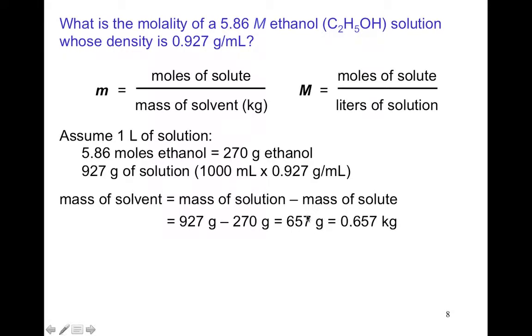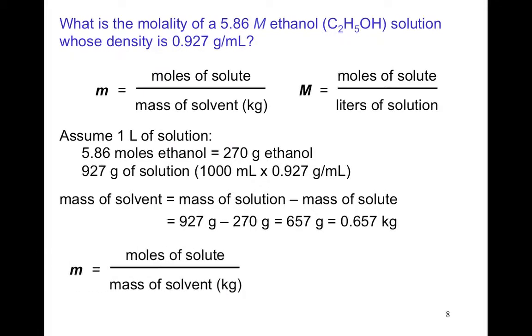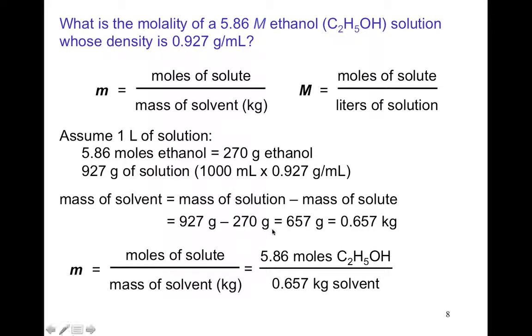657 grams. Now, this asks for kilograms for molality, so we just say there's 1,000 grams in a kilogram, divide by 1,000, move that decimal place over, 0.657 kilograms is our denominator. Now all we need is the moles of the solute, and that's very easy because given the assumption that we started with 1 liter, we know that it's 5.86. So 5.86 moles of ethanol as solute divided by what we calculated to be 0.657 kilograms of the solvent gives us 8.29 molal, hard word to say, solution.